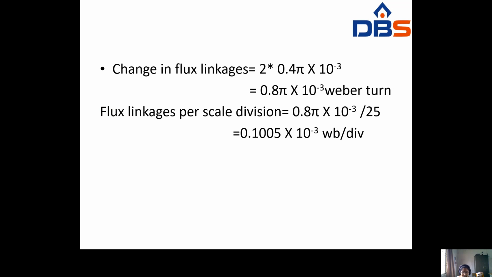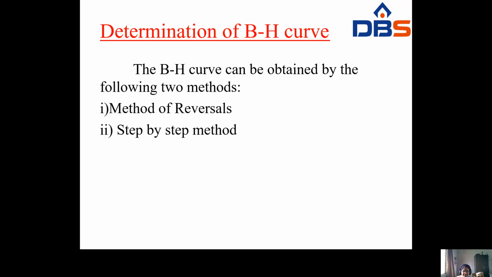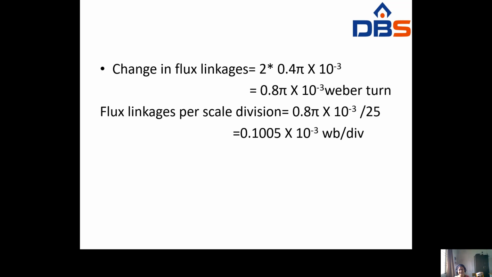Now the change in flux linkages. The change is obtained by multiplying by 2. So 2 into 0.4 pi into 10 to the power of minus 3 gives 0.8 pi Weber turns.